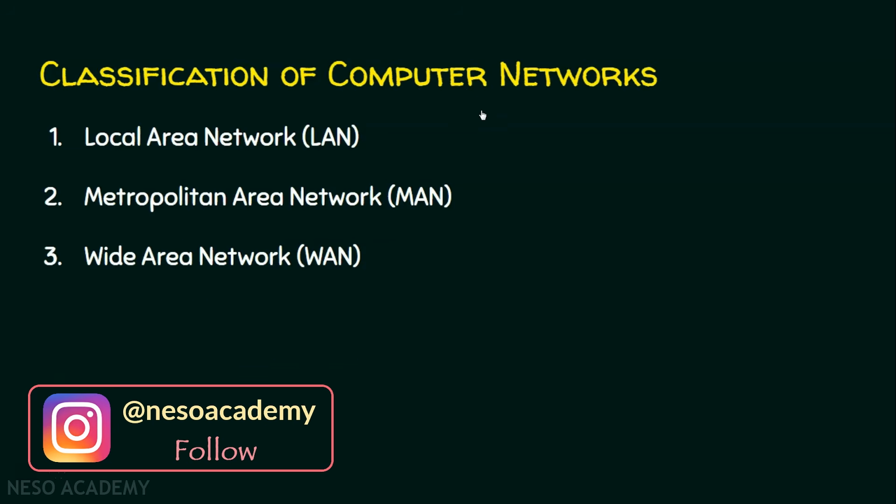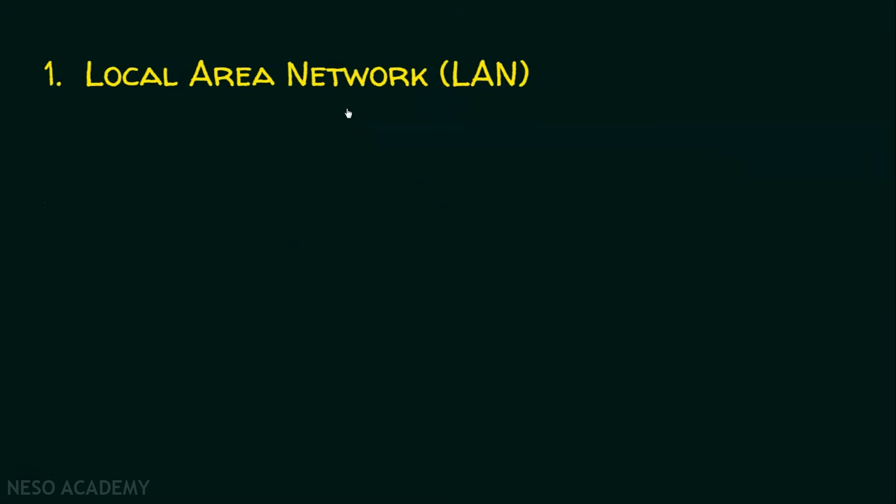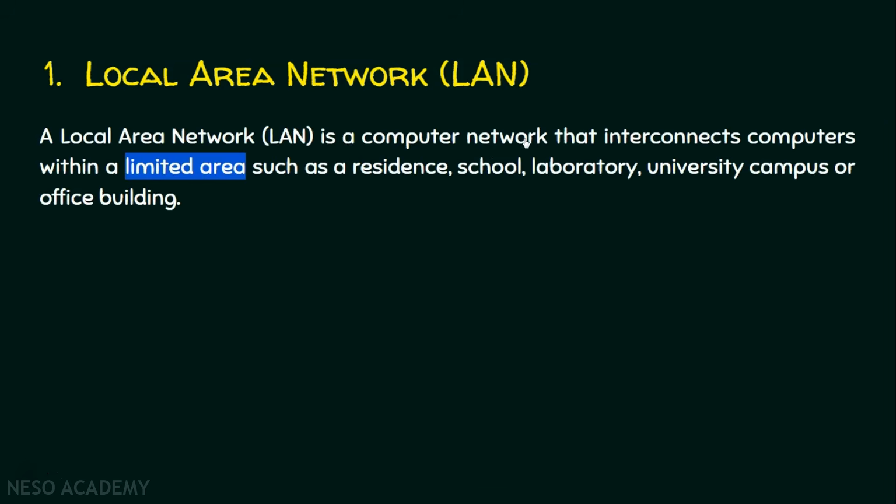Computer networks are classified into local area network or simply LAN, Metropolitan area network or simply MAN, wide area network or simply WAN. We will see local area network first. As the name implies, local means it is restricted to a limited area. That is, a small network is said to be a local area network. A local area network is a computer network that interconnects computers within a limited area. Say a small network that is there in our residence or our school, lab, university campus or office is said to be a local area network.